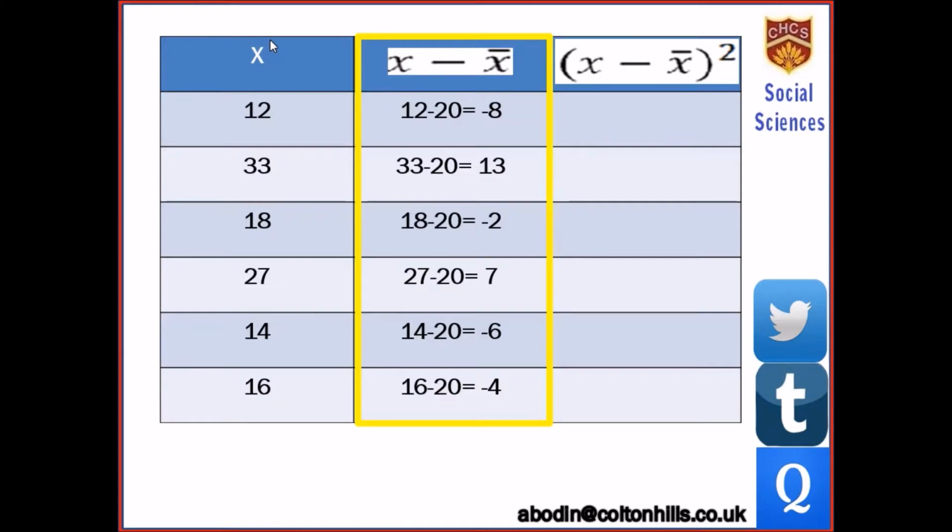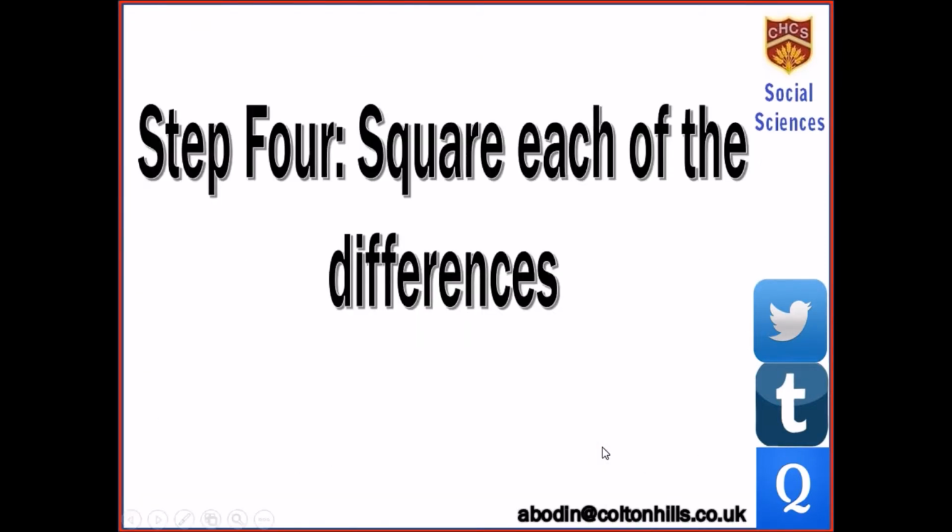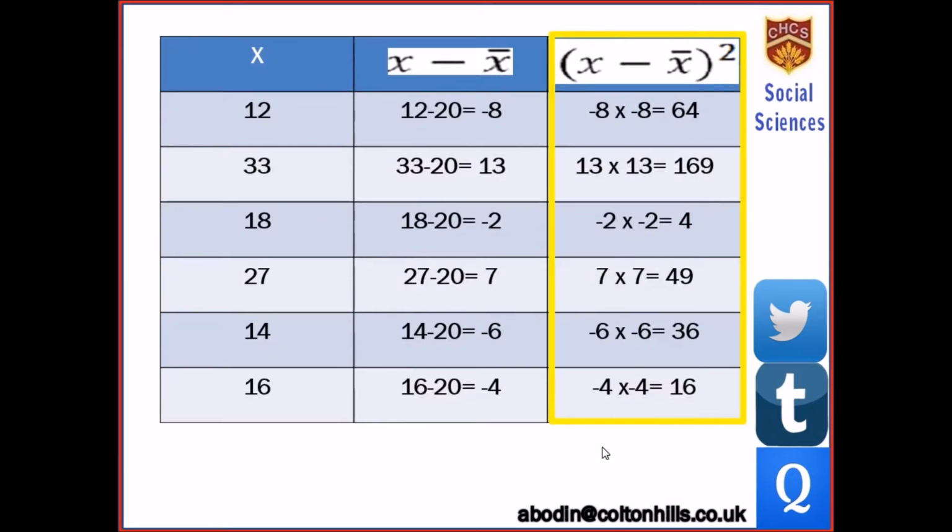So for example, if you take a look at the first one, we've got the score of 12, take away the mean of 20, and we get -8. It's absolutely fine to be getting minus numbers, and you need to put these in because later on it will rectify itself in this column over here. So step 4, we're going to square each of these differences, and that's what we get in this column here. And like I said, -8 times -8 equals +64, because a negative times a negative will equal a positive number.